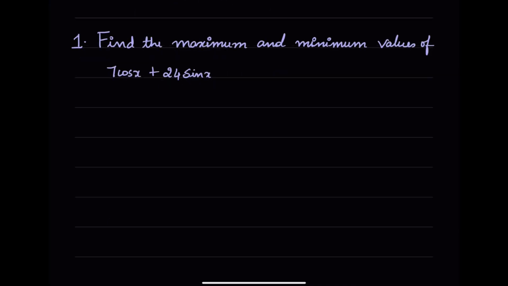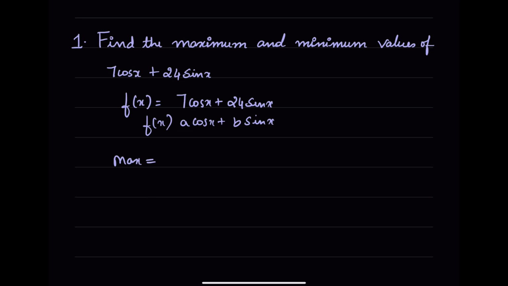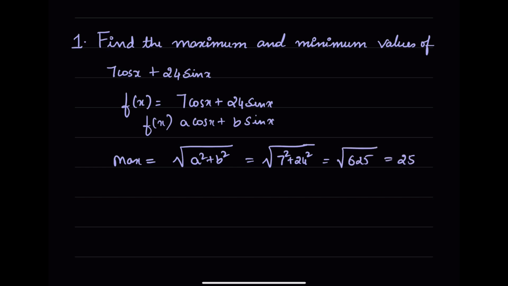Now in this first question, f of x is of the format 7 cos x plus 24 sin x, which is nothing but a cos x plus b sin x. So we have to find the maximum and minimum value. So the max value would be equal to square root of a square plus b square, and that is equal to square root of 7 square plus 24 square, which is equal to square root of 625, which is equal to 25.